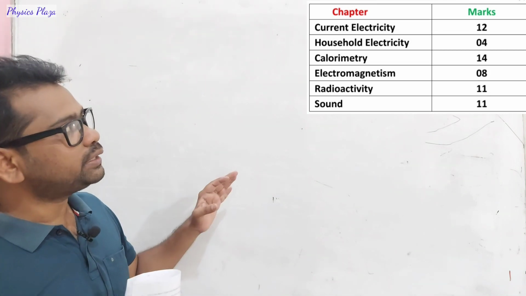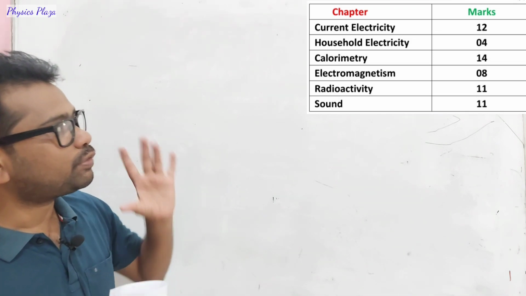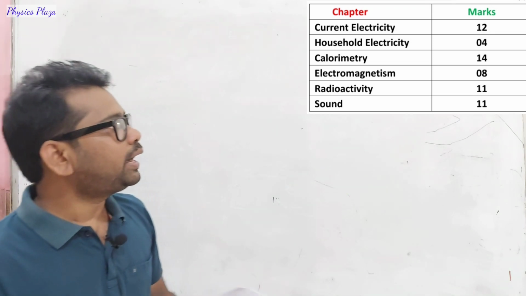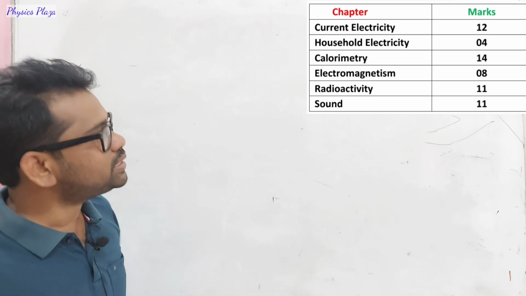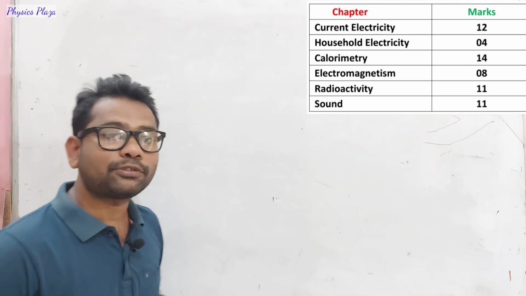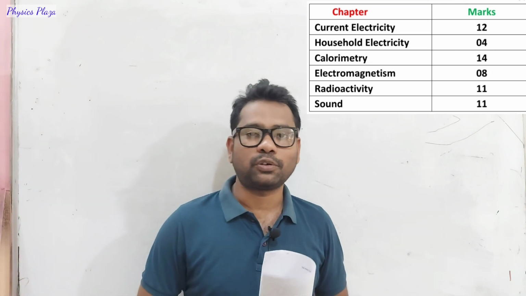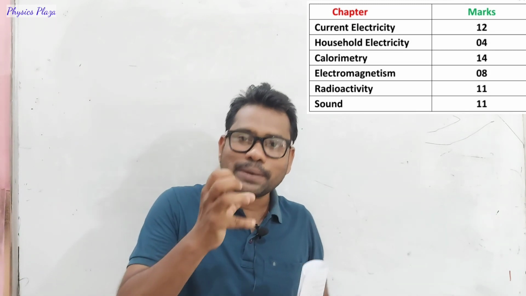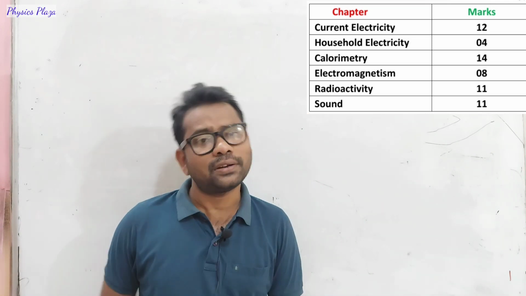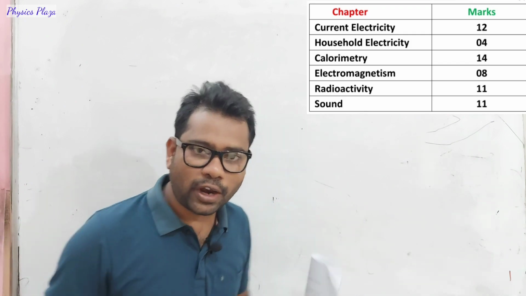Here, as we expected, the maximum marks are from electricity, that is current electricity and household circuits together. Next it is from calorimetry, then radioactivity and electromagnetism, and the last one is sound. But children, you cannot say very few marks are from sound, because the concepts in the sound chapter are very few, so for that the marks are very good. Now we'll start question number 1.